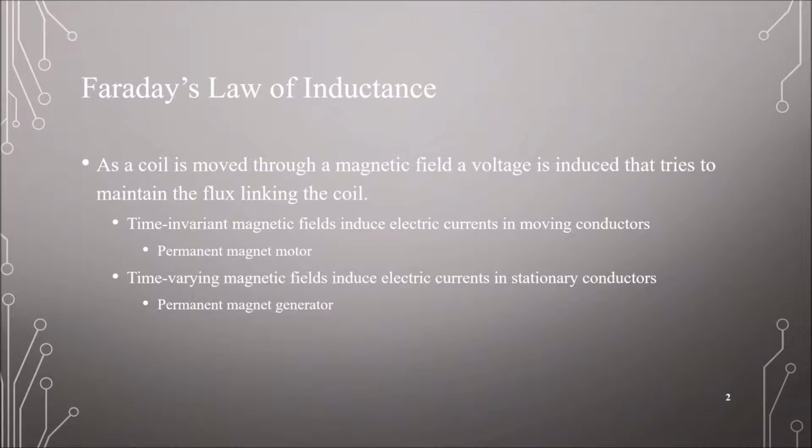Faraday's law states that as a coil is moved through a magnetic field, a voltage is induced in that coil that will try to maintain the flux linking the coil. This can be shown in two ways. The first is to have a time-invariant magnetic field induce an electric current in a moving conductor. Think of a permanent magnet motor. Or you can have a time-varying magnetic field induce an electric current in a stationary conductor, such as a permanent magnet generator. For this project, I will make a permanent magnet generator to show how Faraday's law can be used.